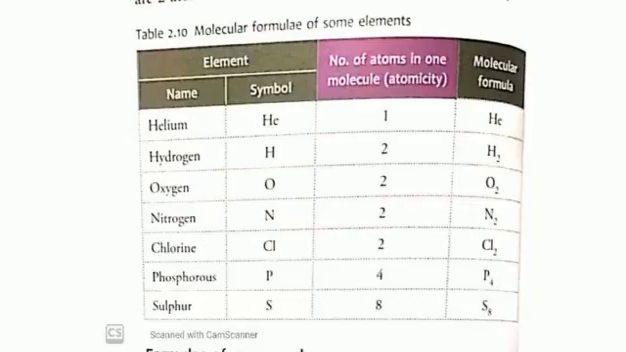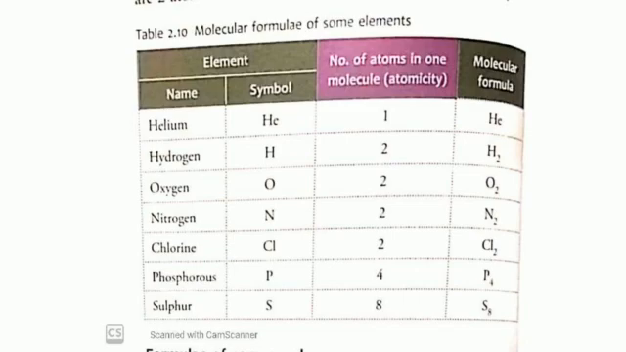Now see this table. This is table 2.10 of your book. You have helium. The symbol is He and the number of atoms in one molecule is 1. The molecular formula will be He, no subscript. Then hydrogen. The symbol is H and the number of atoms in one molecule is 2. So the molecular formula will be H2. The 2 shows that there are 2 atoms in one molecule of hydrogen.